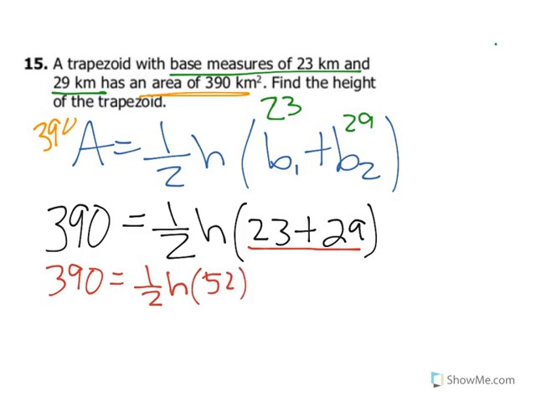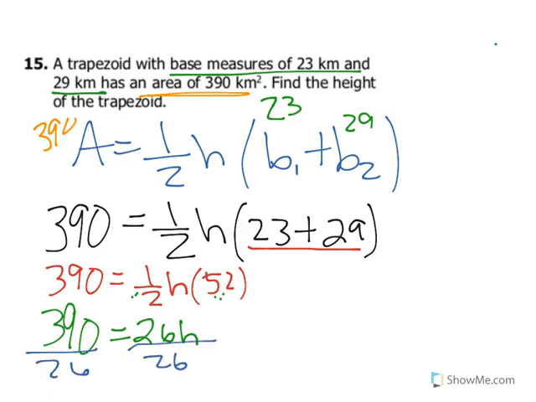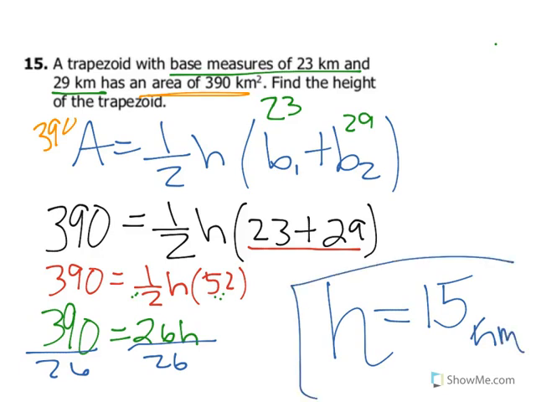And then we're going to take 1/2 of 52. 390 is equal to, and then 1/2 of 52 is 26, and then you still have your h. Solve for h, divide by 26 to both sides, and we get h to be equal to 15 kilometers.